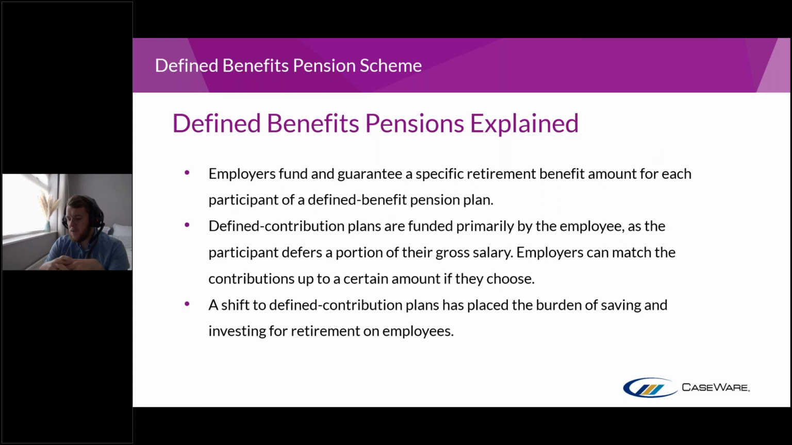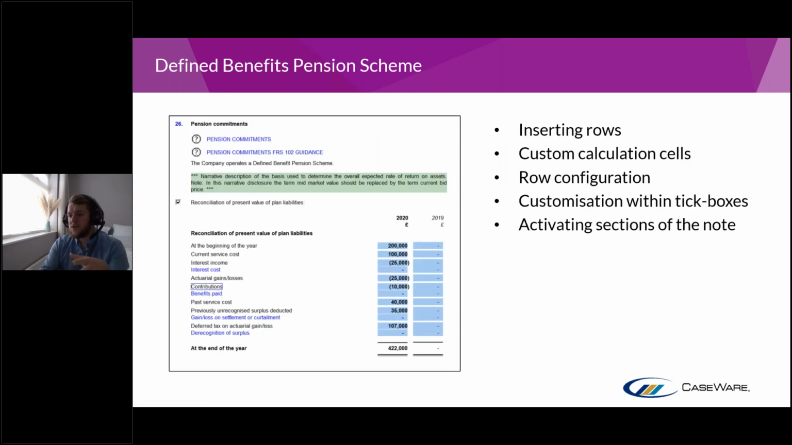Okay. Just before I jump into the CaseWare files, I just want to show you a screenshot of the base pensions note here for the defined benefit pension scheme. Now, we're going to look at all of these things today on the right-hand side, but that note on the left-hand side is just the first shot you see of the pension commitments note when you've got the defined benefit scheme chosen. Okay, and in there you can insert rows, you can customize calculation cells.